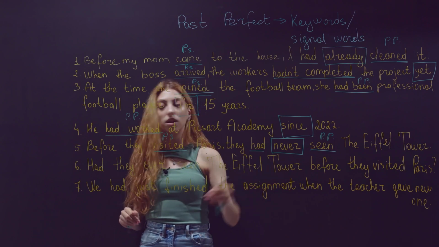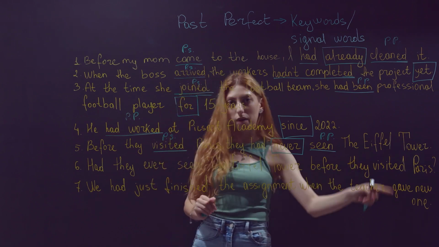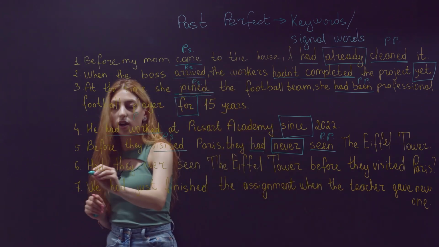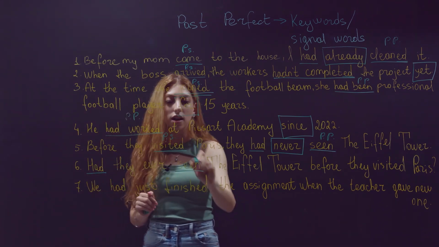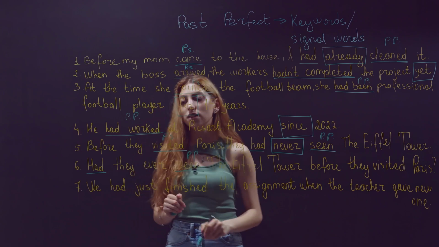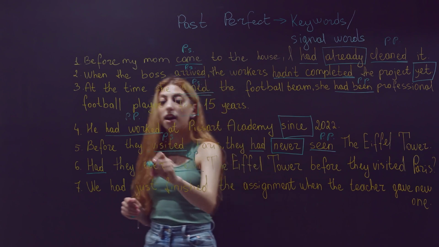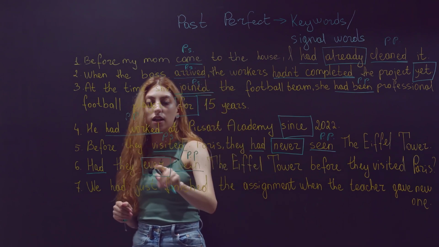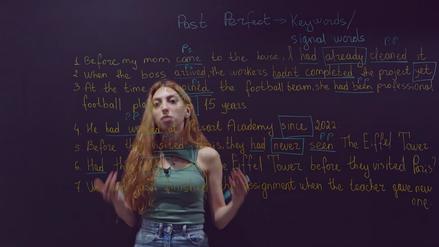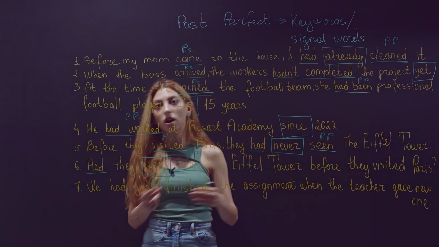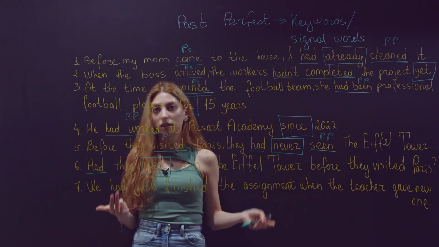Let's go next one. This is a question. You can see, had they ever seen the Eiffel Tower before they visited Paris? Okay, so let's analyze the structure. Had they ever seen? Had seen is our past perfect tense. And the keyword is ever. Again, ever and never are kind of similar because they show your life experience. Like, have you ever done something? Had you ever done something? Or I had never done this, or I have never done this, okay?